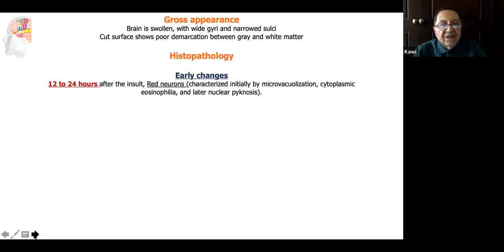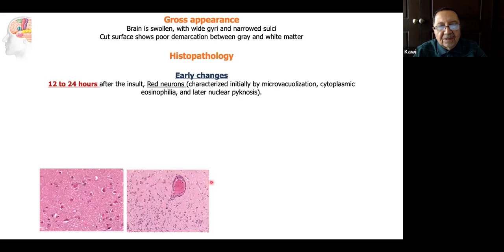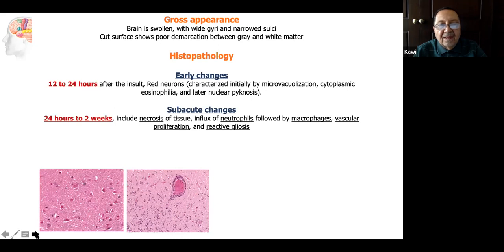In histopathology, in the early hours, we can see some ischemic neurons that change their color to red on hematoxylin and eosin, like we can see here. And then in the subacute changes from 24 hours to 2 weeks, there is necrosis, and the body tries to clean up the mess. Then there is influx of neutrophils followed by macrophages, and some reactive gliosis starts happening.